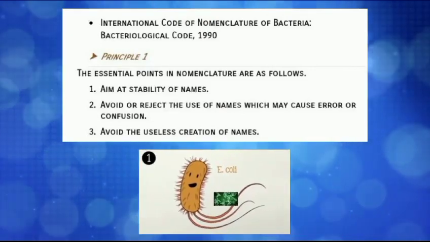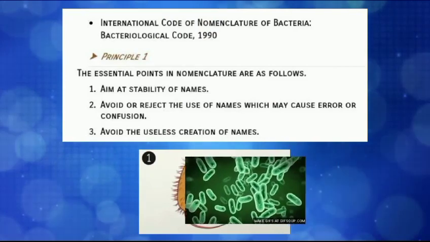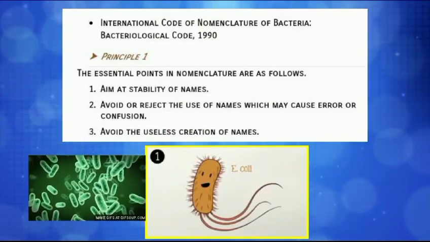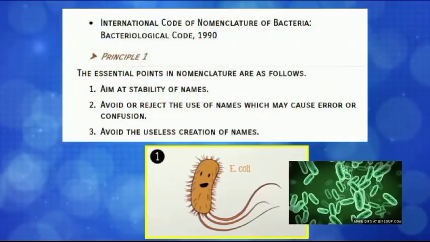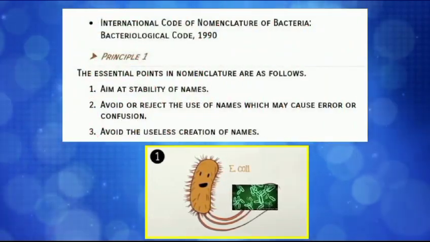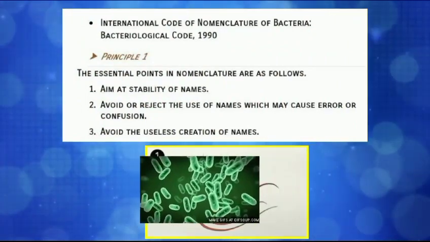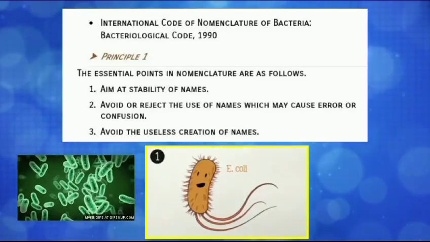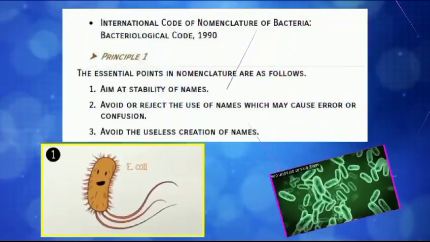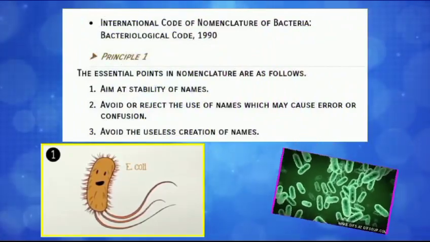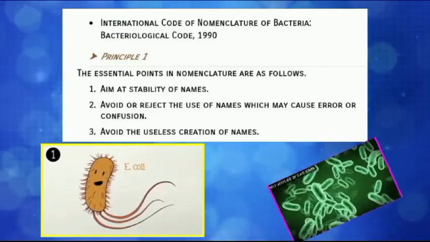International Code of Nomenclature of Bacteria, Bacteriological Code, 1990. Principle number 1. The essential points in nomenclature are as follows. Number 1. Aim at stability of names. Number 2. Avoid or reject the use of names which may cause error or confusion. Number 3. Avoid the useless creation of names.